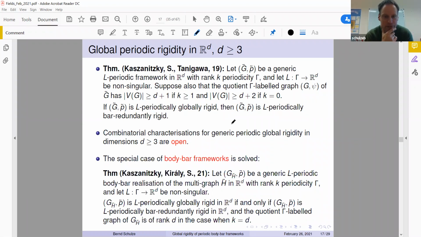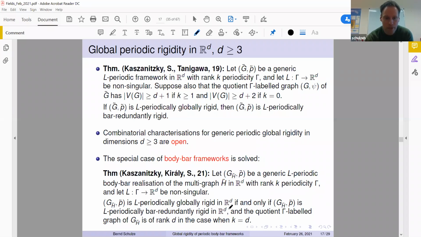So this is the latest result that we have here. We do have complete characterization now for periodic body bar frameworks in all dimensions. And so this is the main result here. With Victoria and Chaba, we proved that if you have a generic periodic body bar framework, then it is globally rigid if and only if it is bar redundantly rigid. And there's one small additional condition. The quotient gamma label graph must be of rank D if K is equal to D. So if the periodicity has rank equal to the dimension, then we need this small extra condition.